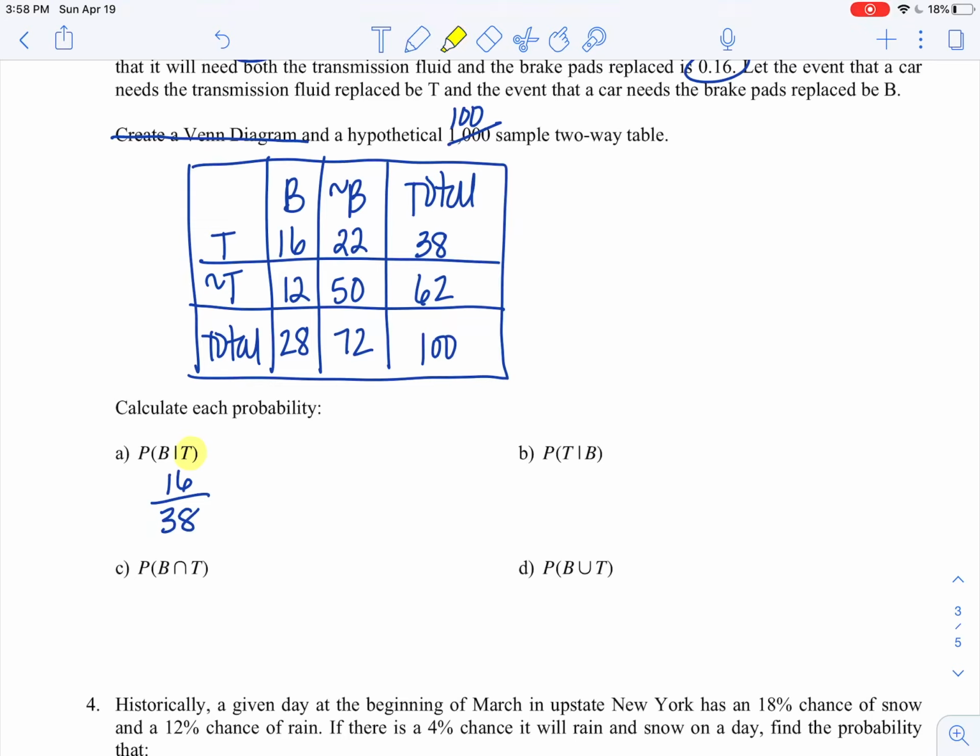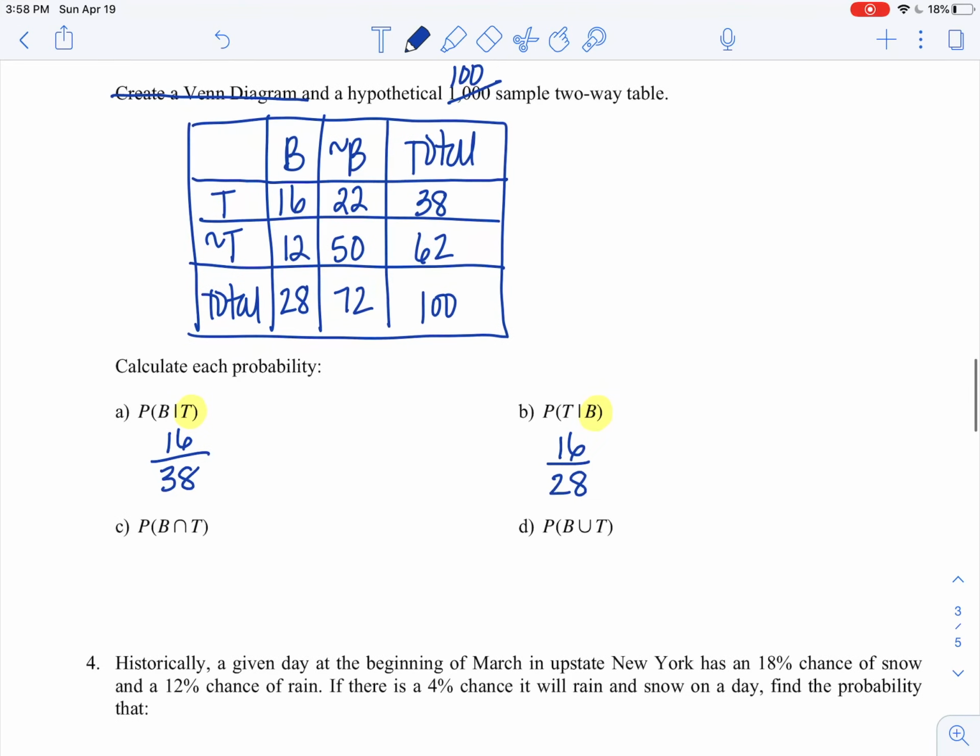Okay, so now if you look at the next one, this one switches. This one is saying I need transmission fluid given I needed brake pads. So now I'm going to focus on that B column, okay? The total in that column is 28. How many people needed transmission fluid of those 28? 16 of those 28. So you can see it's a different calculation because you're focusing on a different row or column.